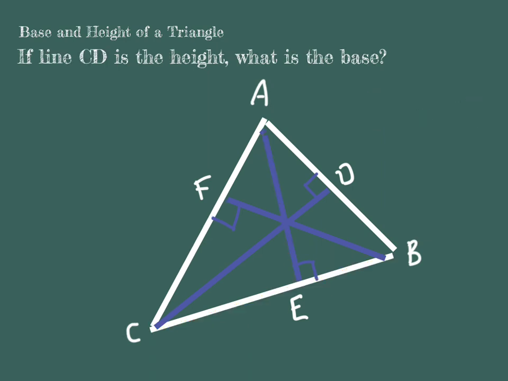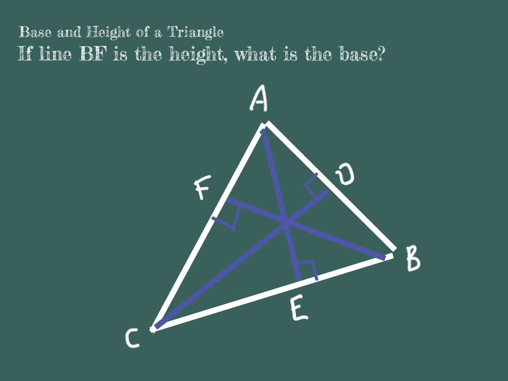Again, if line CD is the height, what is the base? Let's find line CD. So C is here, D is here. That is line CD. What line is at a right angle to CD? Well, let's follow it down. It's not that one, it's not that one, so it must be that one. And it is that one because we can see the little square. There is the little square.